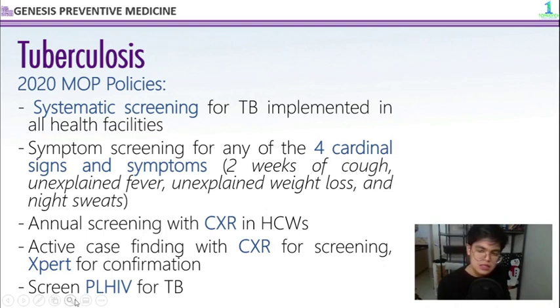Okay, lastly, screen PLHIV, persons living with HIV, for TB. So if a patient is diagnosed with HIV at the onset, they will be tested for concurrent TB. Did you know that in other countries, whenever a patient contracts tuberculosis, that is in effect a retroactive search for HIV, because whenever patients there get TB, that only ever means they also have HIV.